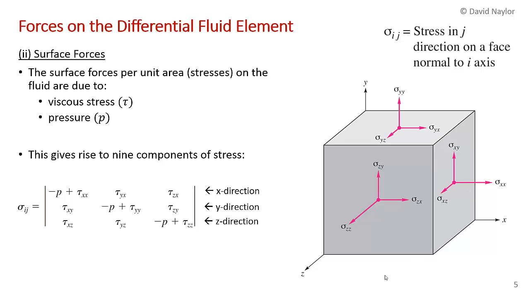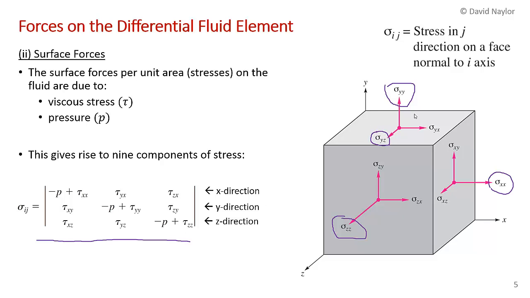Now over on the right, I've taken this image from your book. It shows the 9 stresses that exist on the differential volume, and these are surface stresses. The outward pointing stresses here are normal stresses, and the stresses that are tangential to the surface are shear stresses, such as this one here. And it turns out that the 9 components of stress can be expressed as shown down below, and I've just taken this from your book. These are the stresses in the x direction, these are the stresses in the y direction, and these are the stresses in the z direction.